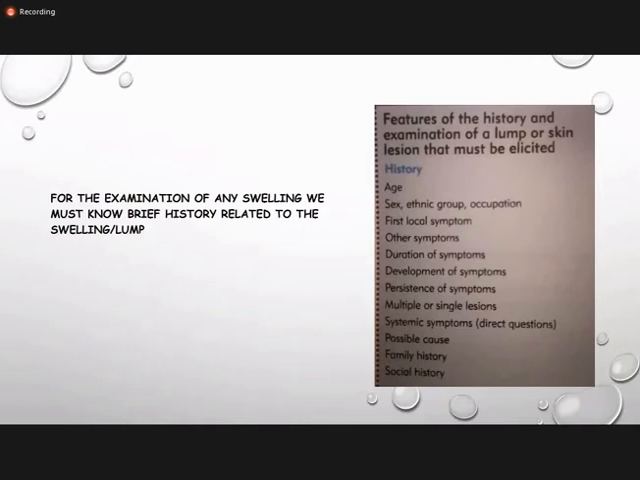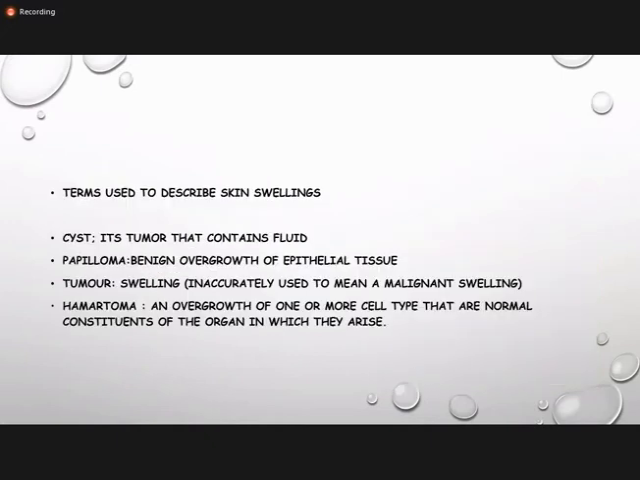After that we will ask about the systemic symptoms, which you can ask with direct questions, and then all the history components like the family history, social history, and all that. We will complete that. For the skin swellings, we have certain terms which I would like to describe to you.